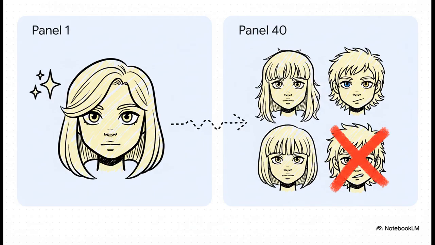And here it is, in living color. This is exactly what we mean by character drift. On the left, you've got our hero, looking sharp in panel 1. On the right, some stranger who decided to crash the party in panel 40. This is the exact visual chaos we are here to shut down. We're going to turn that frustrating drift into rock-solid, predictable stability.